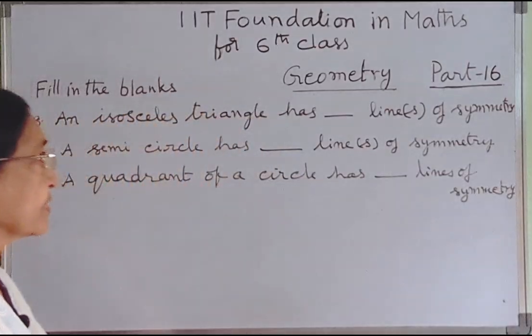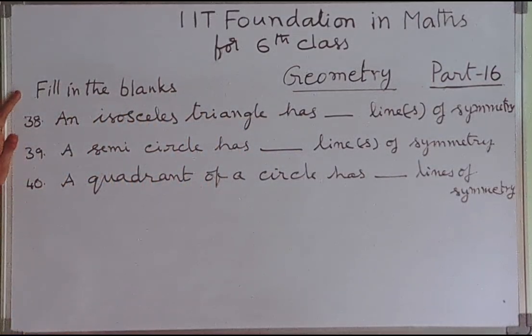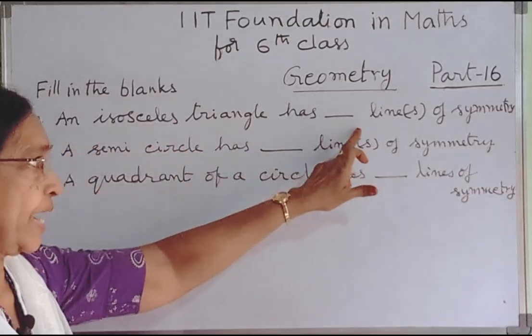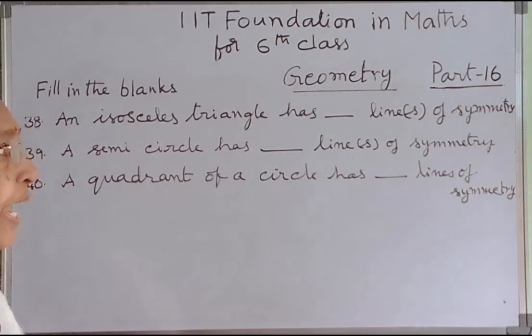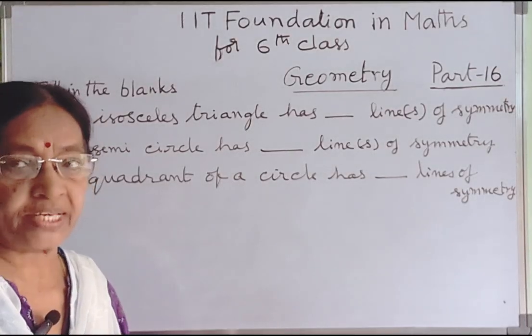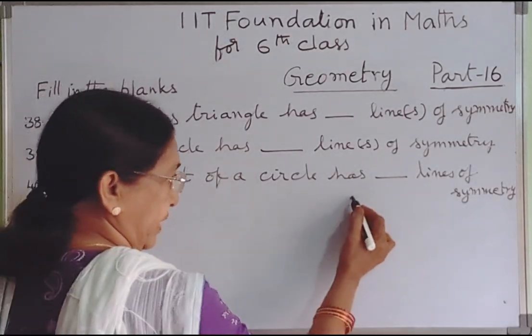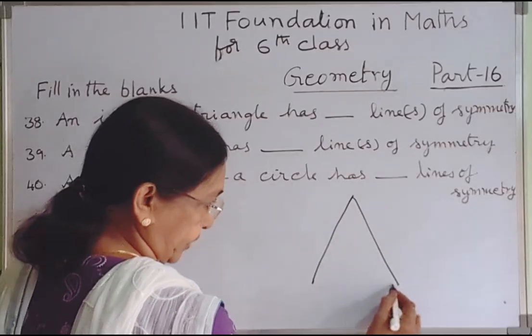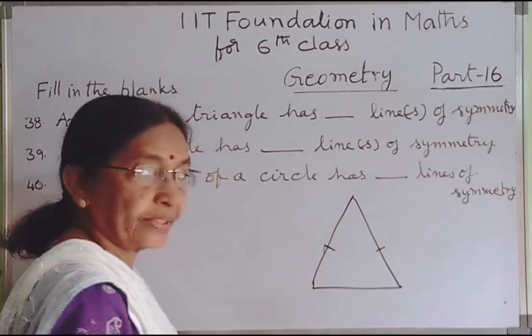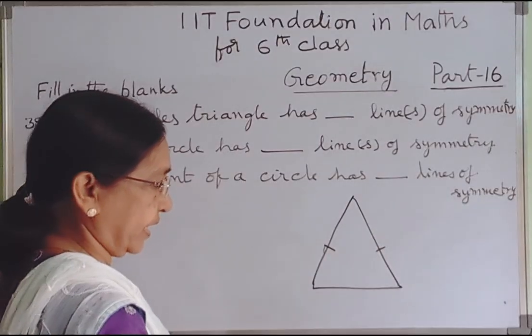We are doing the exercise, fill in the blanks, 38. An isosceles triangle has dash lines of symmetry. An isosceles triangle means a triangle, two sides of it are equal, like this. If two sides of a triangle are equal, then it is called an isosceles triangle.